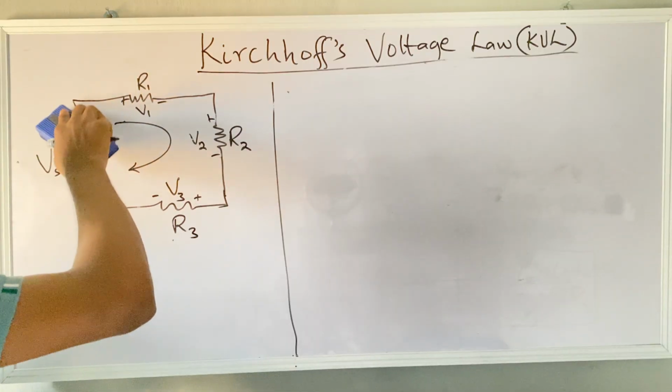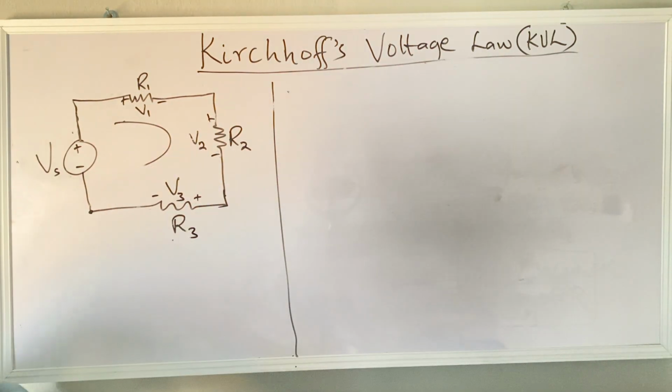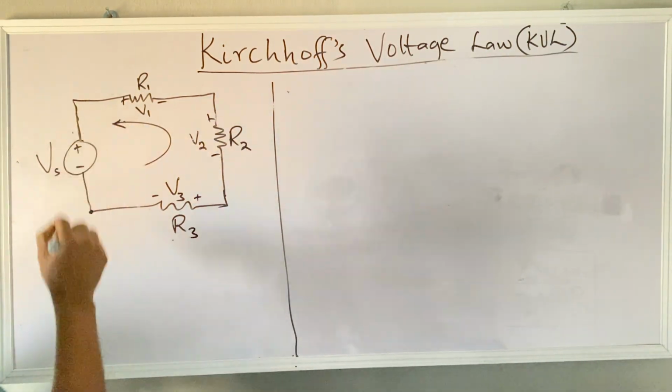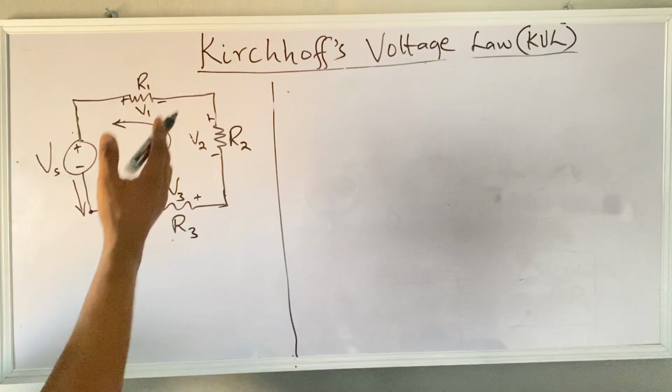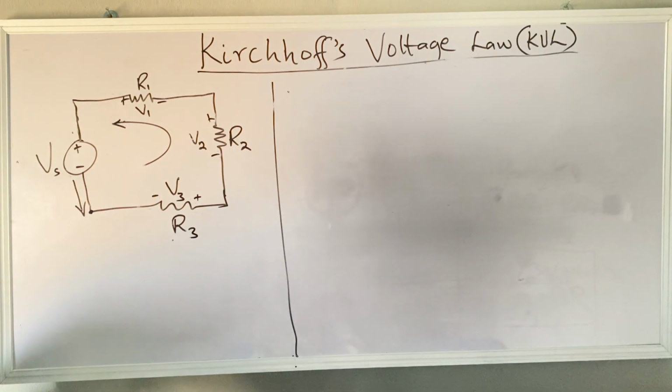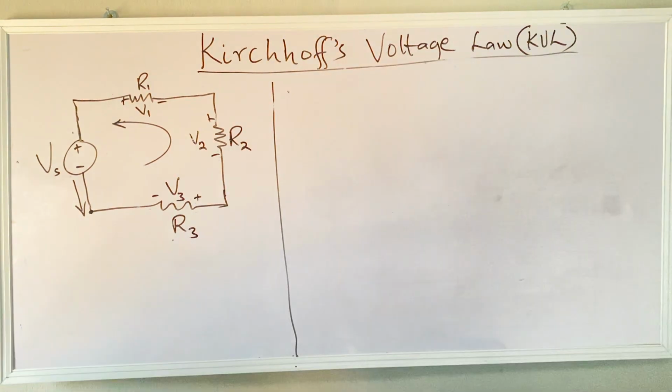So what happens if we assume that the current is now flowing in this direction? Current is now flowing this way. What happens? Will the Kirchhoff voltage law still hold? Will it be valid? Let's see.